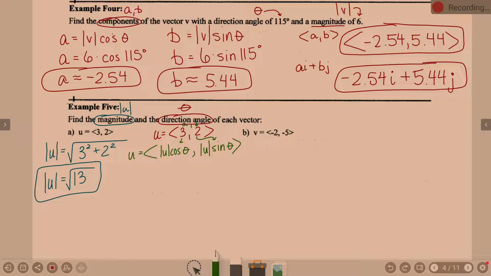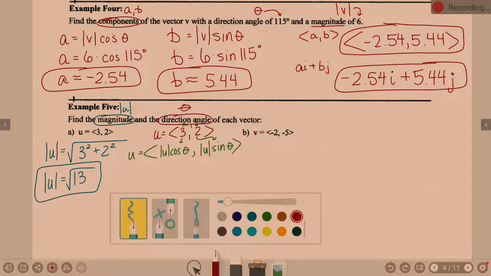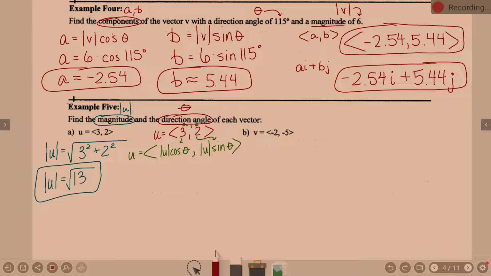Can you set up an equation? Technically we could set up two equations, and you can pick which equation you want to set up. Doesn't really matter either way. So if I use my horizontal component, my A, then I know that magnitude, what's my magnitude? Square root of 13 times cosine of theta is going to equal 3.